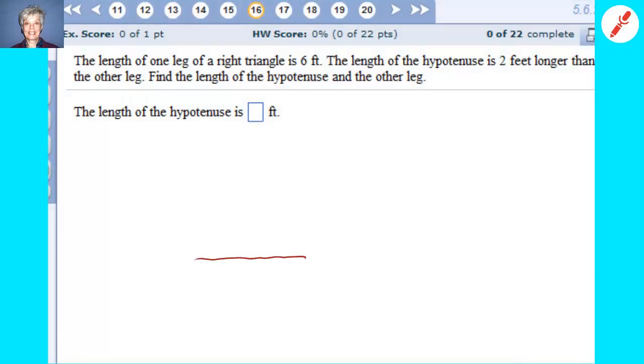Hi, we're going to do some triangle problems. The length of one leg of a right triangle is 6 feet. The length of the hypotenuse, the slanted side, is 2 feet longer than the other leg. Find the length of the hypotenuse and the other leg.